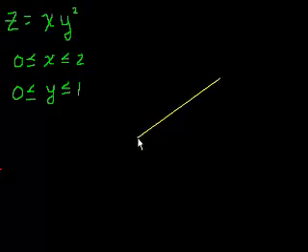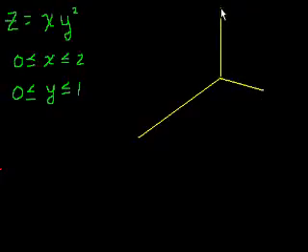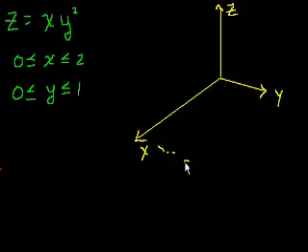So that's my x-axis, y-axis, z-axis, and this is my xy plane down here. Y goes from 0 to 1, x goes from 0 to 2. This is x equals 1, this is x equals 2, this is y equals 1. And then the graph, I will do my best to draw it.